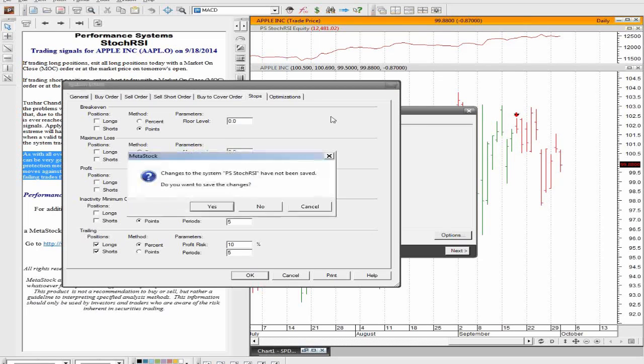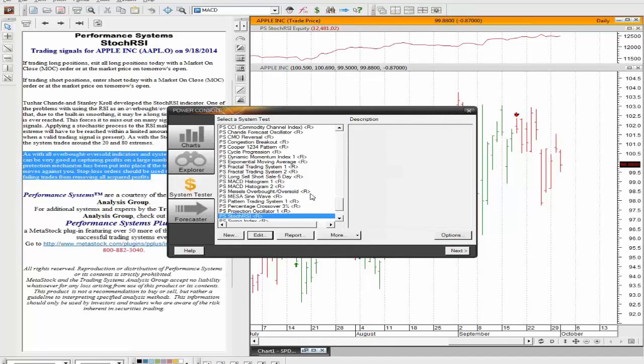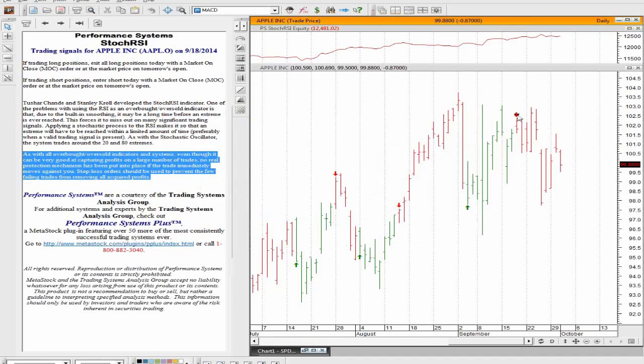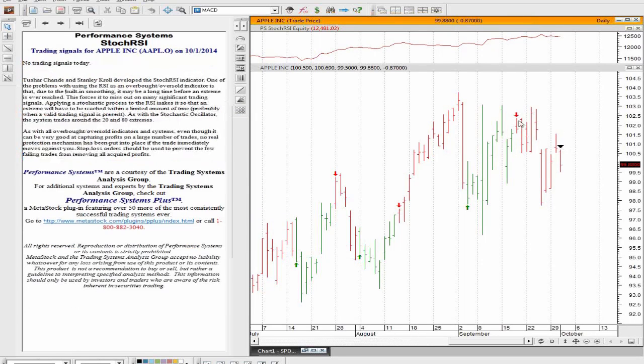Okay. Now, the one thing that I want to show you, I don't actually want to save the system test for this, because next time I go to do this demo, it'll be testing with stops, and it'll confuse me for a minute. If we find a strategy that we really like, let's say you really know this stochastic RSI, and you wanted to trade it today, obviously you wouldn't be buying Apple with it, or you wouldn't be shorting the Apple with it. The signal has come and gone. There is another tool that's in MetaStock that will allow you to find trades, and we call it the Explorer.